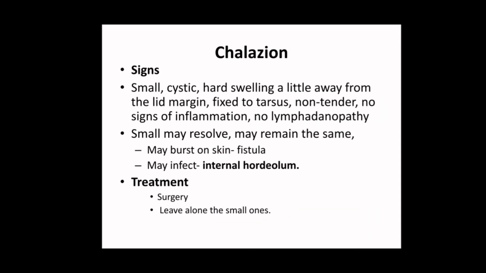Signs include a small, cystic, hard swelling a little away from the lid margin, fixed to the tarsus, non-tender, with no signs of inflammation and no lymphadenopathy. A small chalazion may resolve or may remain the same. It may burst on the skin to form a fistula, or may get infected and form an internal hordeolum. Treatment is surgery. If the chalazion is small, leave the small ones alone.